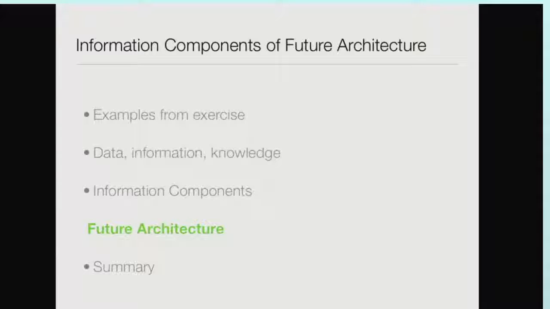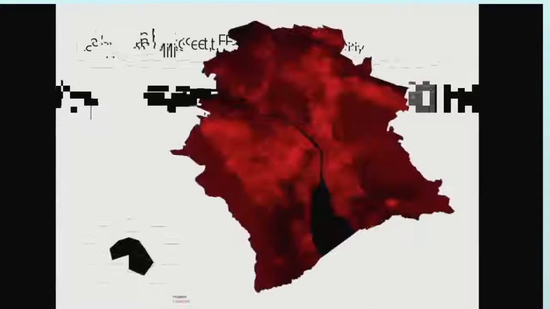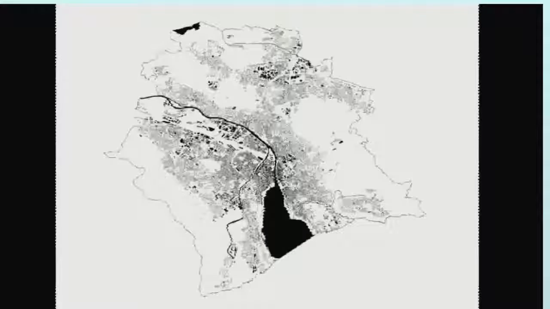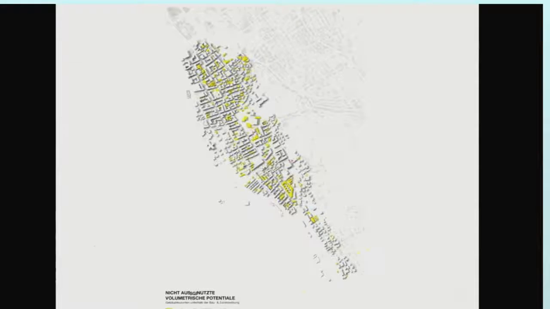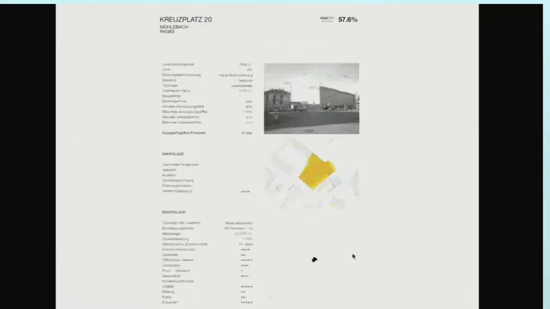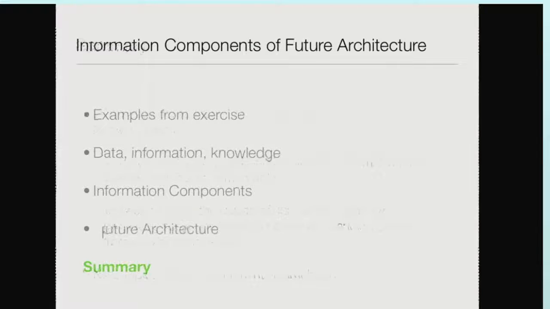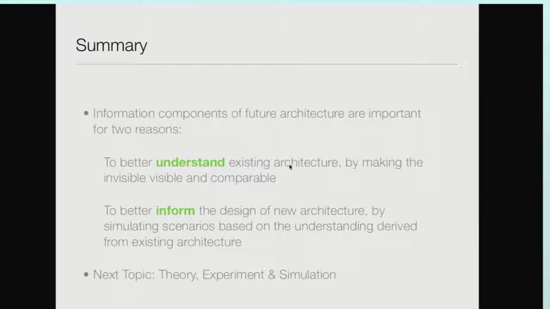So I don't want to go this too fast. Unfortunately, you have to revisit this. Just come to the quick conclusions. In this relation between data and architecture and information, the summary would be: information components today of future architecture are important for mainly two reasons. The first reason is to better understand existing architecture by making the invisible visible and comparable.